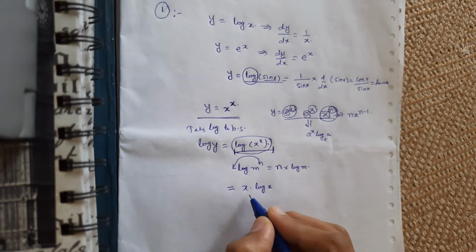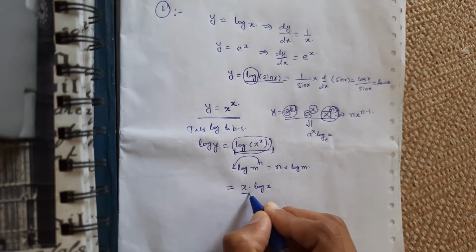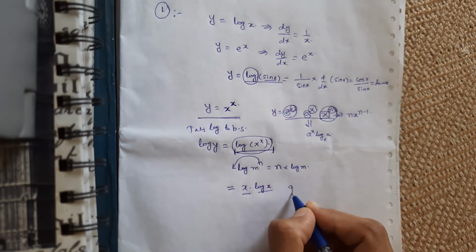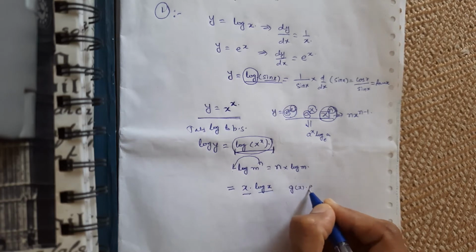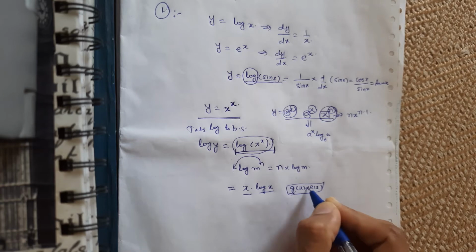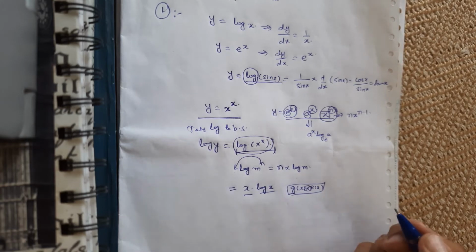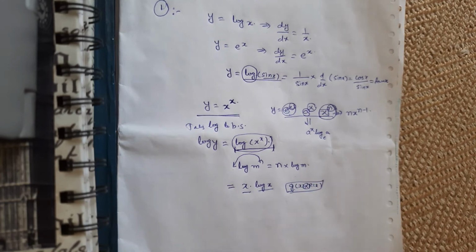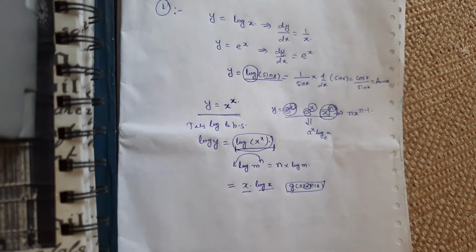Now x is a function of x, and log x is a function of x. I simply get g of x into f of x. So I will apply the product rule here, because I have a multiplication sign between two functions of x. So I just simply use the product rule here. That's how we simplify it. That's why we use the log to simplify and find the derivative of a complicated function.